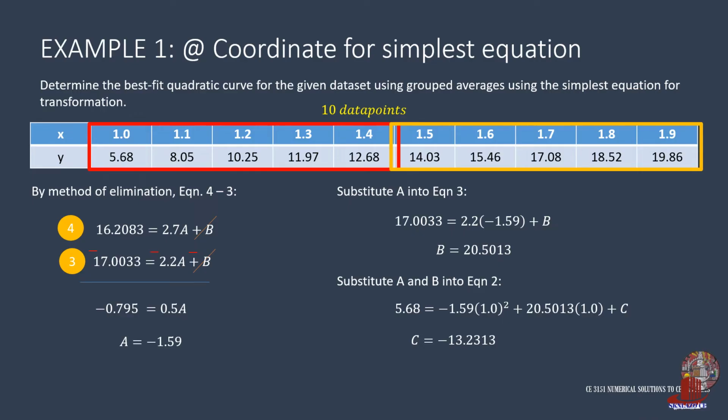where c is solved as negative 13.2313. Knowing all variables, we write the quadratic equation as negative 1.59x squared plus 20.5013x minus 13.2313.